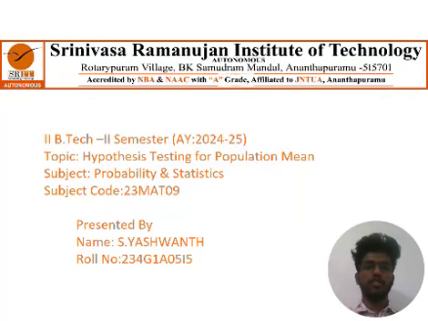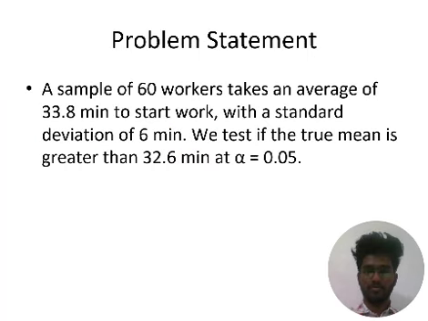Today, I am discussing the topic of hypothesis testing for population mean. Here is the problem statement. A sample of 60 workers takes an average of 33.8 minutes to start work, with a standard deviation of 6 minutes. We test if the true mean is greater than 32.6 minutes at alpha equals 0.05 or not.